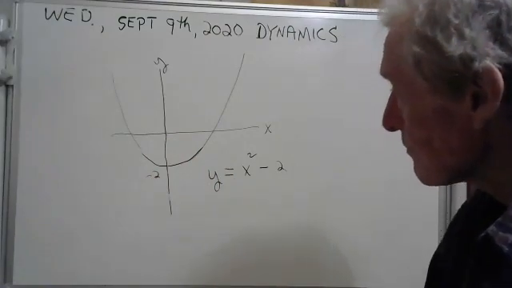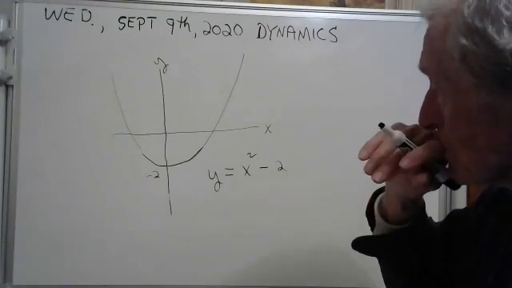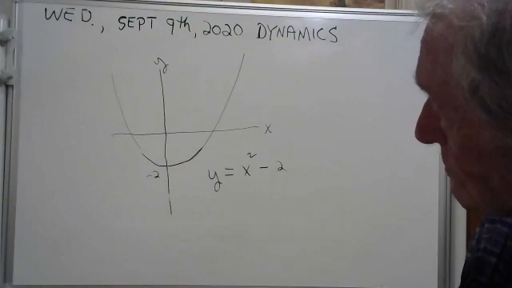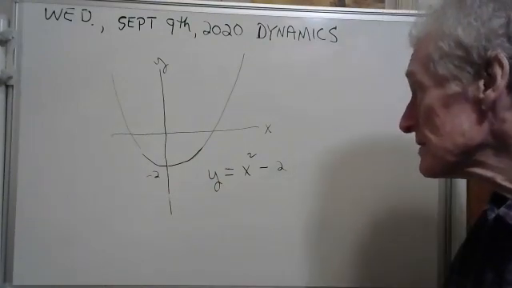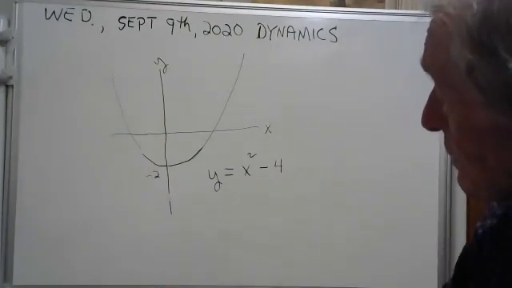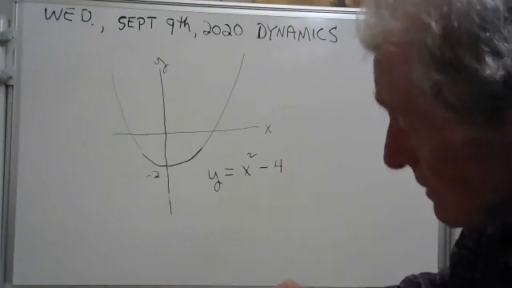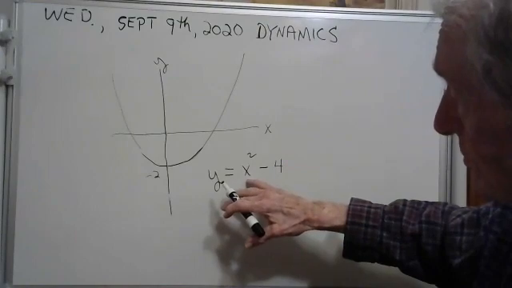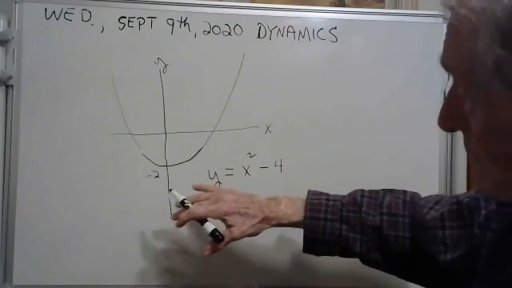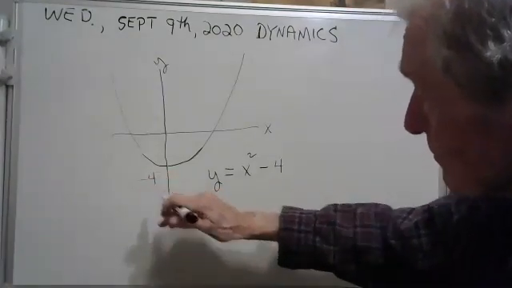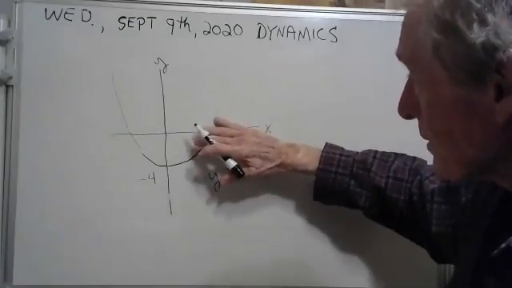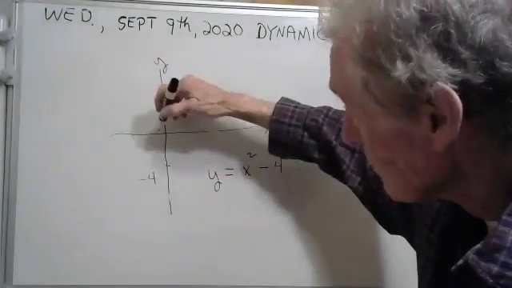Now, when y is 0, well, that doesn't work. That'd give you an x of 1.414. Let me change this. Now let's see. If x is 0, no, wait a minute. I'm getting all mixed up here now. If x is 0, y would be minus 4. And when y is 0, x would be 2. Let me draw the parabola better. Here we go.